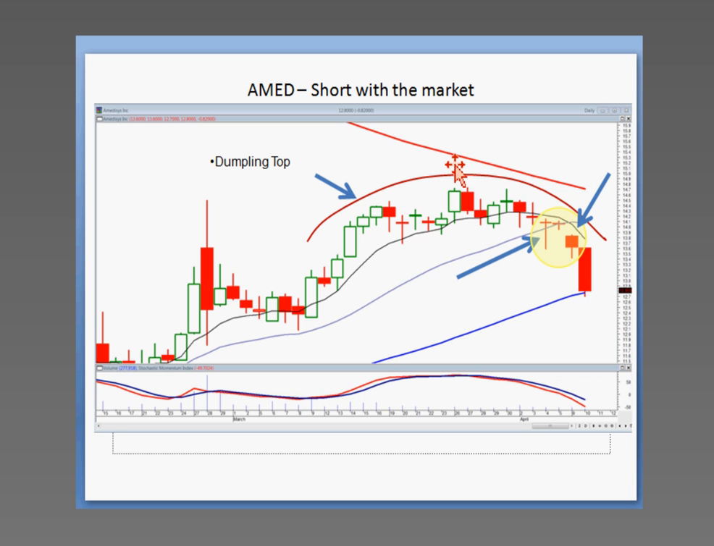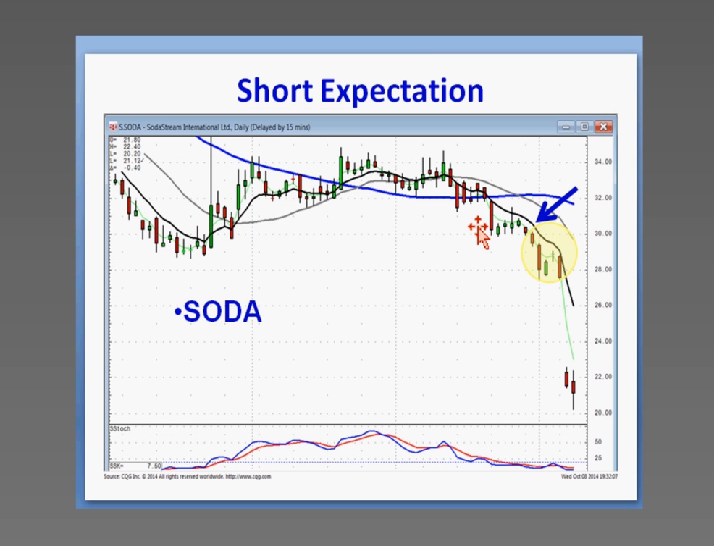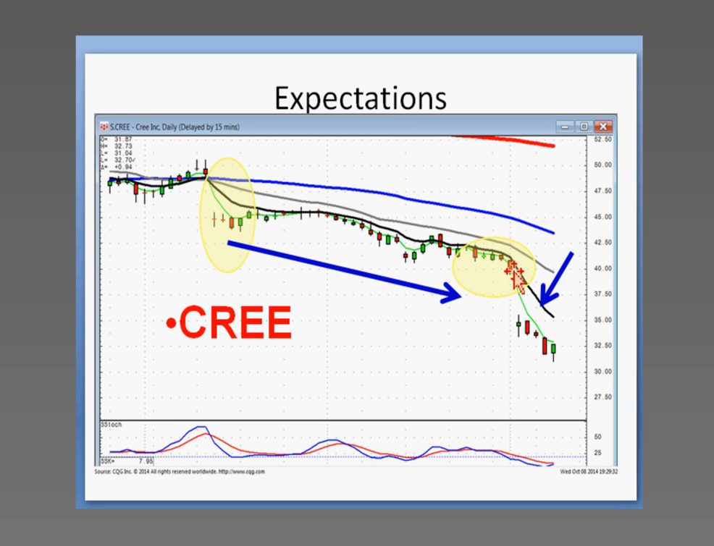Same scenario with a dumpling top, which is the opposite of a fry pan bottom, a big rounding top. And what's this imply? If they're getting ready to slam this and you see that doji gap down, that's telling you that's the force starting that new downtrend. This is where we start seeing some of these little gap downs in the dumpling top. Tells you there's more selling coming.